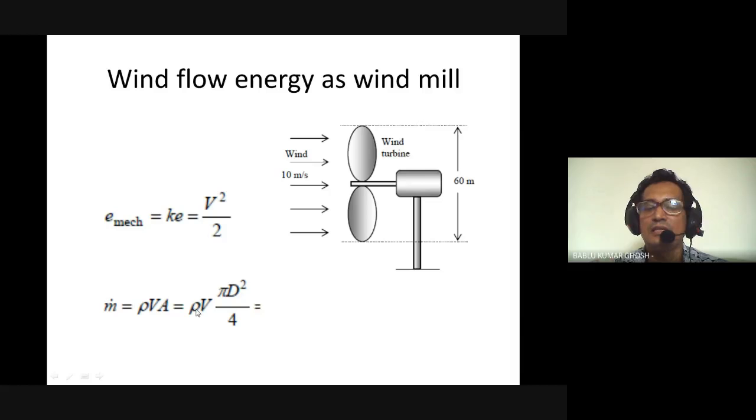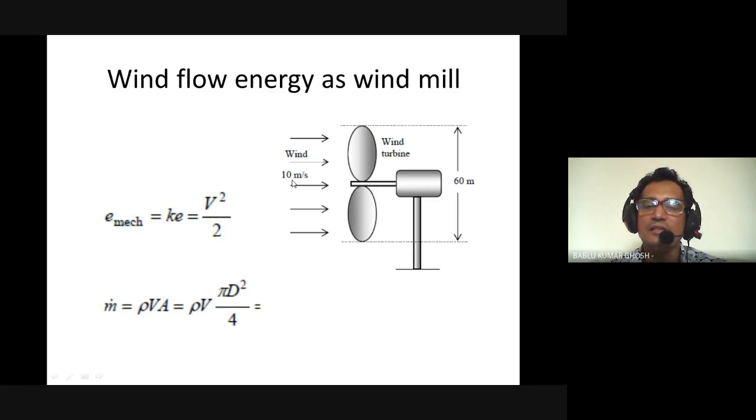That means density, velocity and cross section for circular, because the whole system is rotating, so it looks like a circle. The circle diameter here is 60 meters. So understand it, it is 60 meters, so the area should be pi 60 square by 4. Whatever it is, that is the measurement of mass flow. That means air density is almost 1 kg per meter cube.